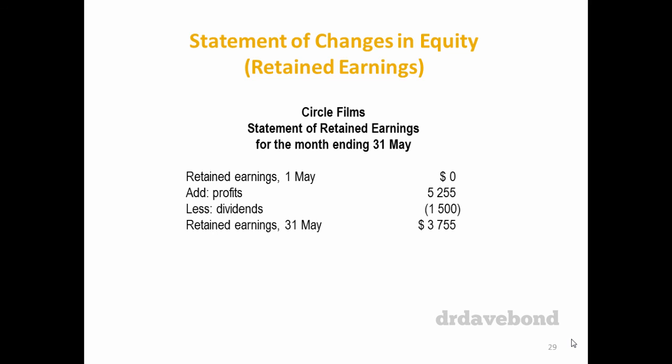Hopefully. So retained earnings, we start with 0. We add those profits from the last slide. We take away the dividends that we'd worked out in the trial balance. We end up with retained earnings of 3,755.